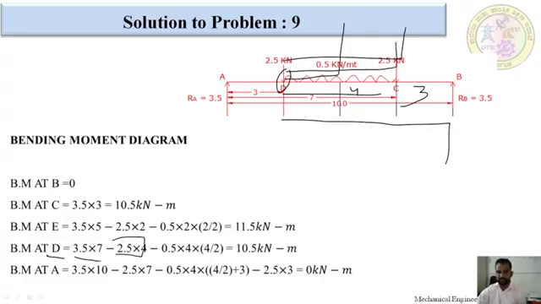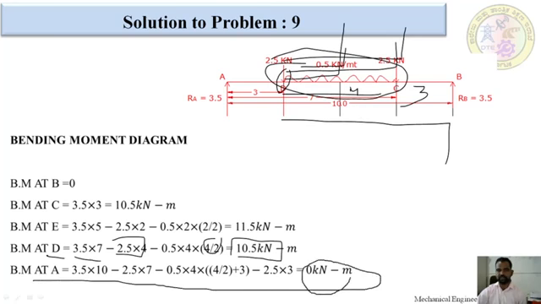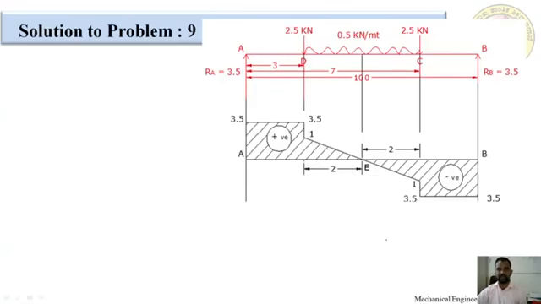2.5 into 4. Next, 0.5 into 4. Total UDL is 4, divided by 4, because we have to assume that it is acting at the center of the UDL distance. For that reason, there would be 4 divided by 2 is equal to, by calculation we got 10.5 kilonewton meter. By calculation also we will get 0 kilonewton meter. Without calculation also we have to remember that the bending moment at the support is always 0. Okay, next is the bending moment diagram.